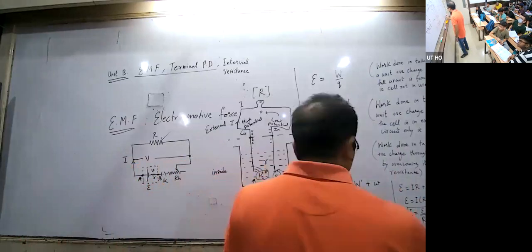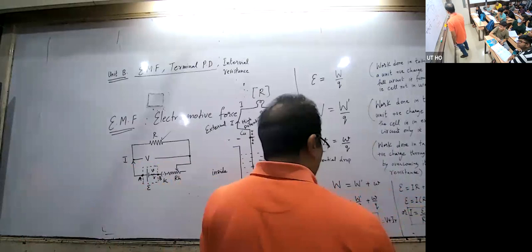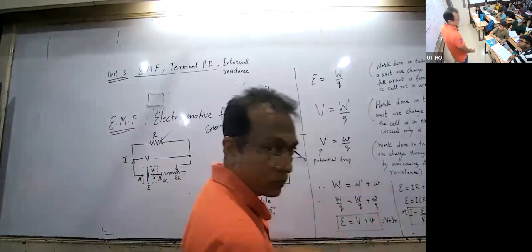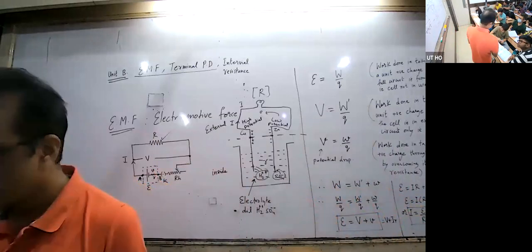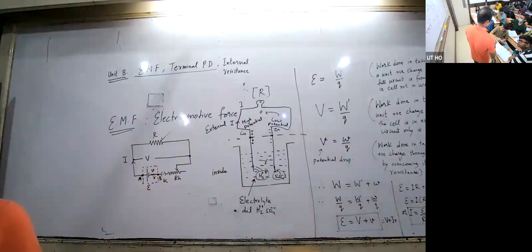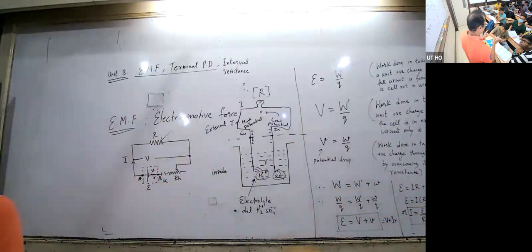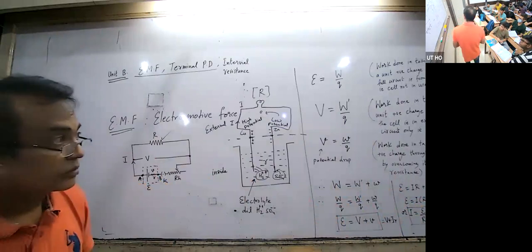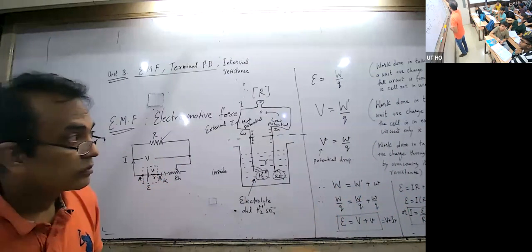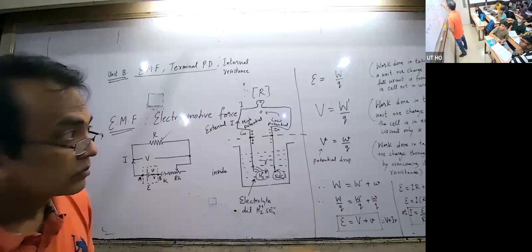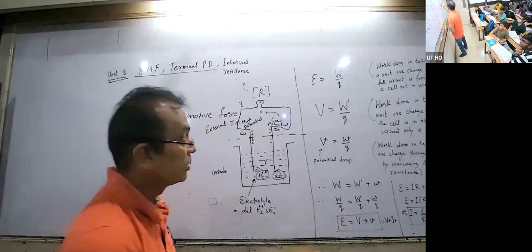Sir, in the exam, they ask us the difference between capital V and small v. So capital V is the potential difference between the terminals of the cell when current is drawn from it, when the cell is in use. When the cell is not in use, it is EMF, but here the cell is in use.